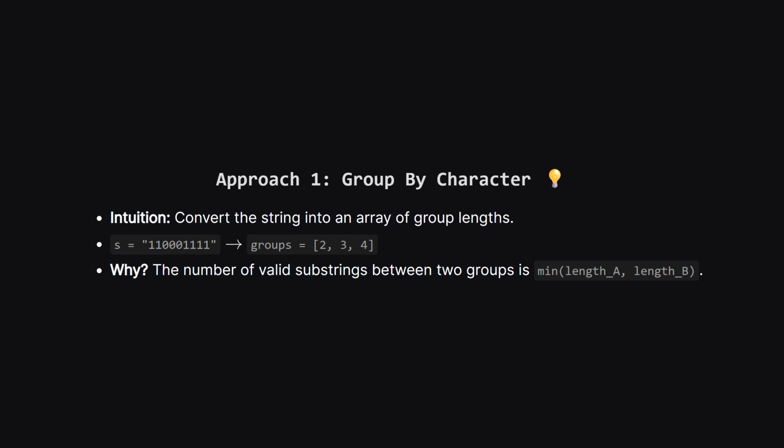Why is this helpful? Well, if you have a block of 2 ones next to a block of 3 zeros, you can make exactly 2 valid pairs, 1 0 and 1 1 0 0. The number of valid substrings you can form between 2 adjacent blocks is simply the minimum length of the 2 blocks.